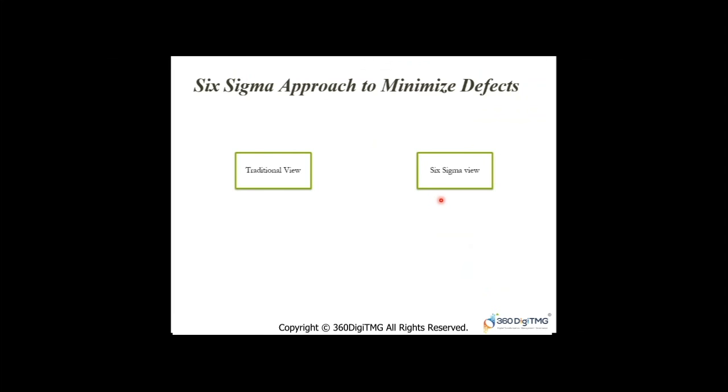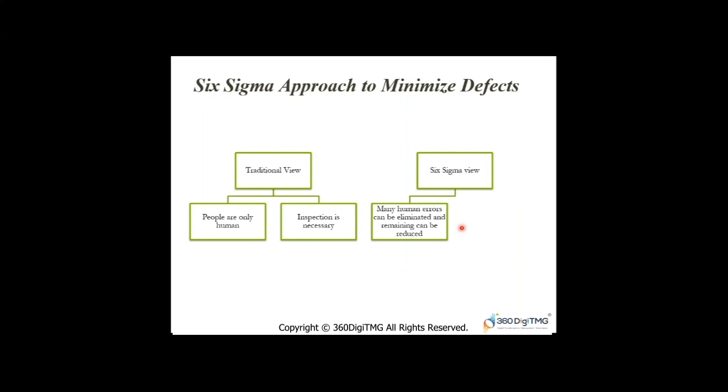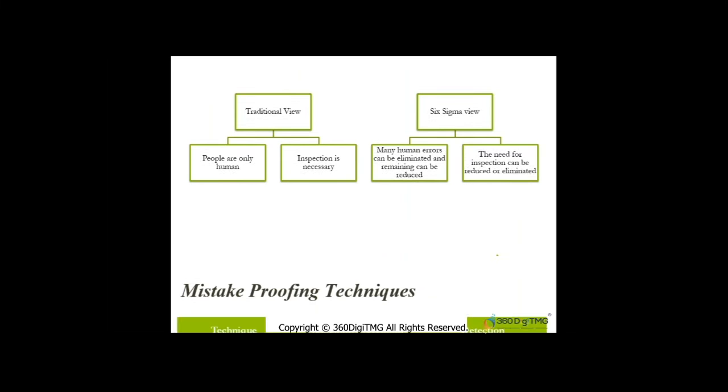Here is a traditional view, and here is a Six Sigma view on how to minimize defects. The traditional view says that people are only human. They tend to make mistakes, and inspection is necessary. That is your traditional view about minimizing defects, right? Well, what does Six Sigma say on the contrary? Many human errors can be eliminated and the remaining can be reduced. The need for inspection can be reduced or eliminated altogether. That is the Six Sigma view of how to minimize defects.